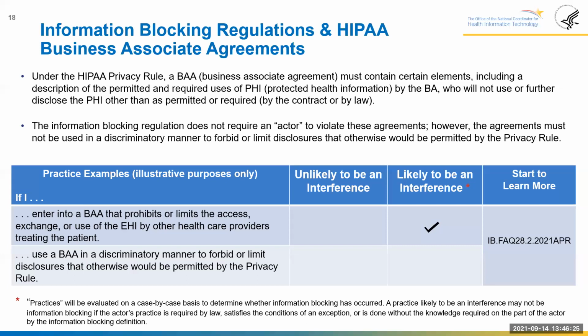Got it. If I use a BAA in a discriminatory manner to forbid or limit disclosures that otherwise would be permitted by the privacy rule. Likely to be an interference. You're shaping where information goes, and you're interfering with legally permissible access, exchange, or use for some reason that is not required by law. You're doing this for some reason of your own.